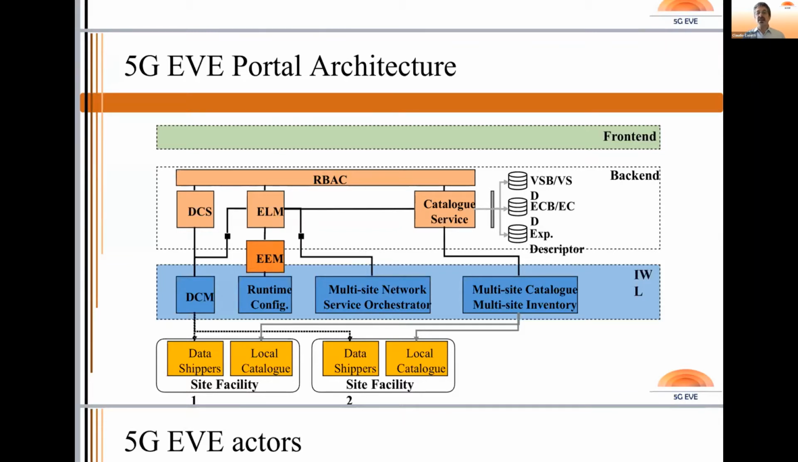Then there's the multi-site network service orchestrator, which is basically what allows you to create slices, deploy the slices, and so access the VNFs that are hosted on the various sites and on the 5G catalog.